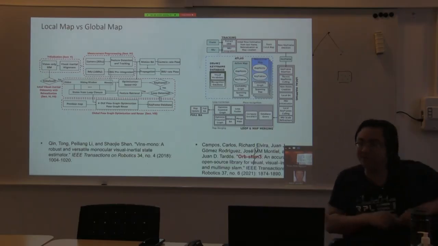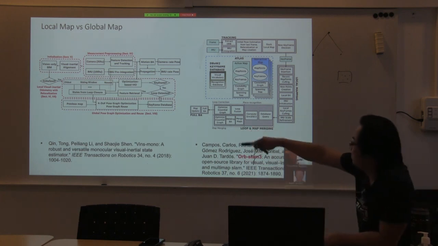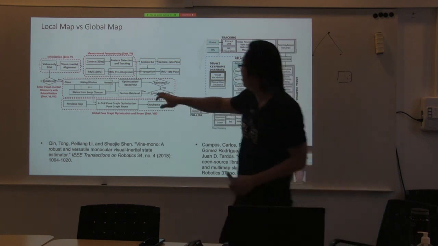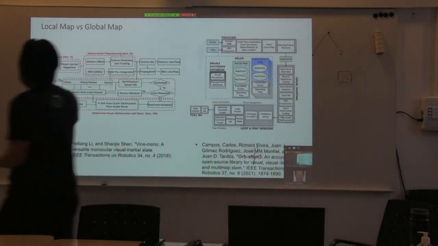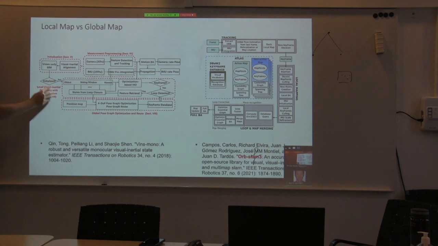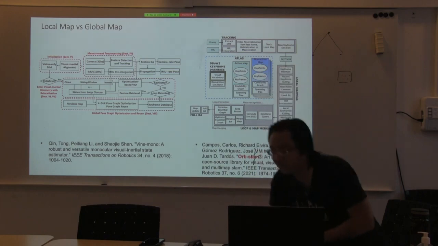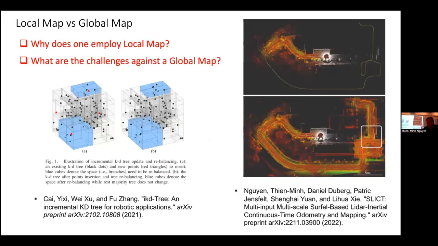So, local map and global map. If you look into VINS-Mono and ORB-SLAM, you can always see this local map here, and this local map here. So the question here is, why do you have to employ a local map? Why? Next move or your next predicted state?